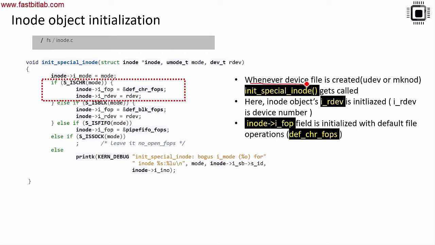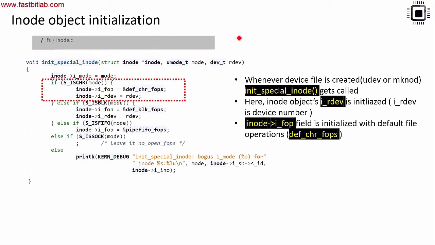Whenever a device file is created, this function gets called: init_special_inode. This is called by the VFS, and you can find this function in fs/inode.c. Here you see the virtual file system passes the device number of the newly created device file. Look at this code here. Whenever you create a device file, an inode object will be created, and that inode object's address will be passed here.